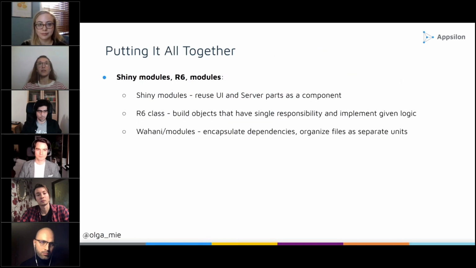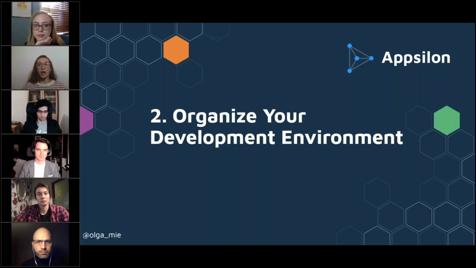So to put it all together: Shiny modules, R6 classes and modules. Shiny modules let you reuse UI and server parts as components. R6 classes let you build objects that have a single responsibility and implement given logic. And modules encapsulate dependencies and let you organize files that could be Shiny modules and R6 classes as separate units. Okay, we covered how you organize the code.